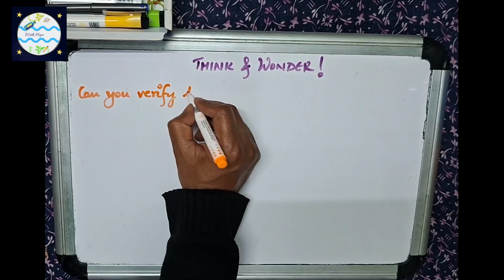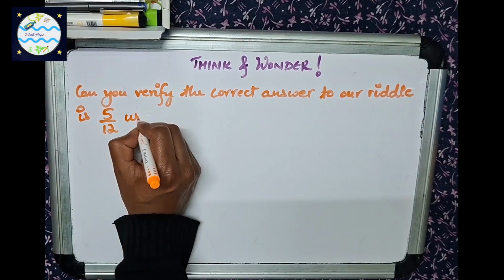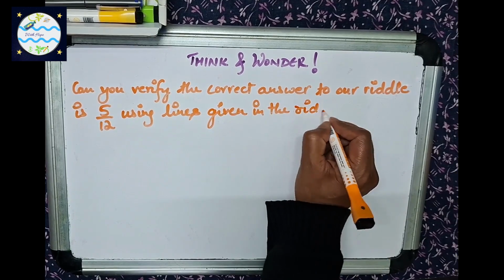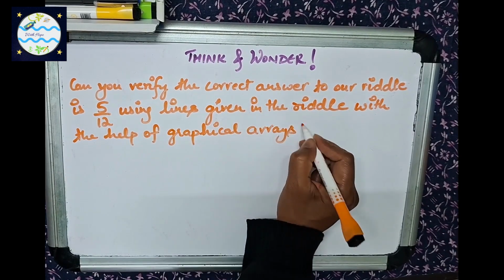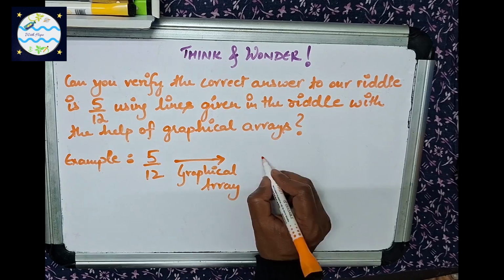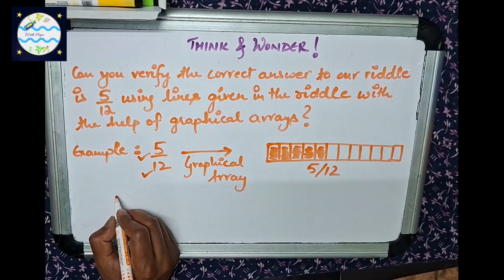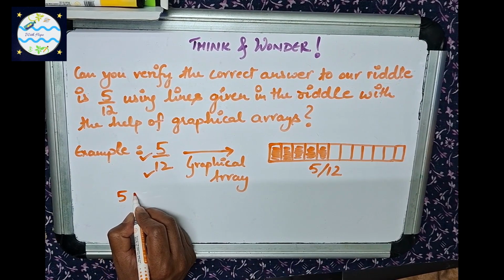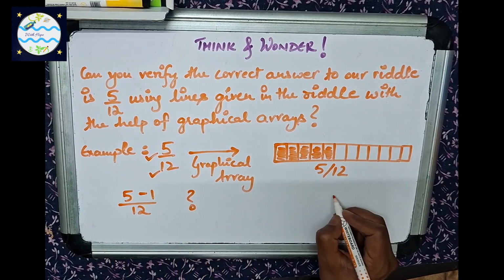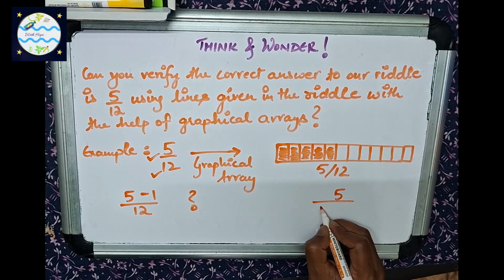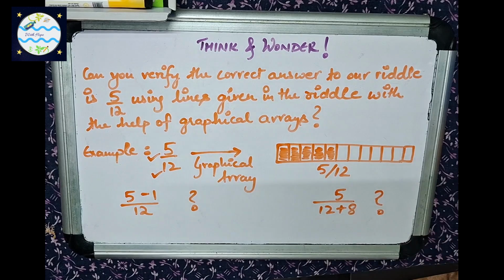We would like to leave you with something to think and wonder about. Can you verify the correct answer to our riddle is 5 upon 12 using the lines given in the riddle with the help of graphical arrays? Example, 5 upon 12 can be represented as a graphical array in the following manner. Check how the graphical array will change when you subtract 1 from the numerator and verify your answer, and then check how the graphical array will change when you add 8 to its denominator and verify your answer.